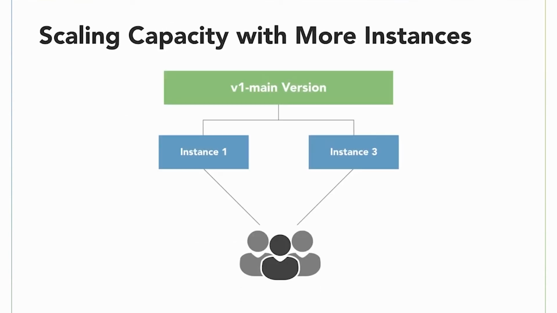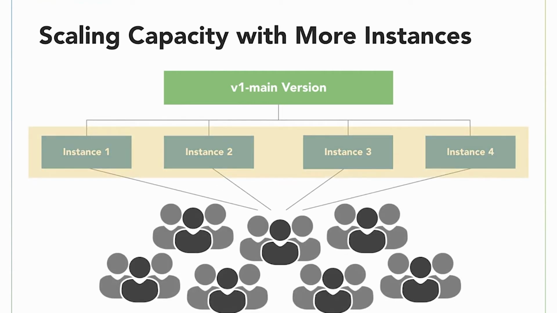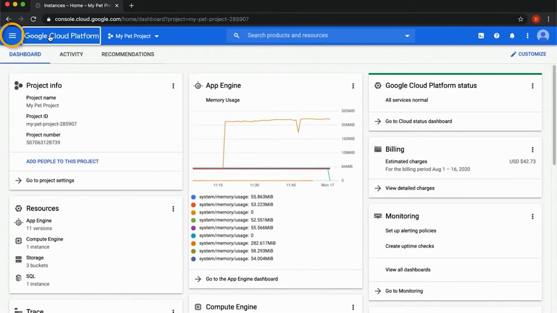Each version can have multiple instances. This is used for scaling capacity. The number of instances can scale up and down automatically or manually, depending on the configuration, to handle changes of load on the application. Let's go through all of these in the Google Cloud Console.